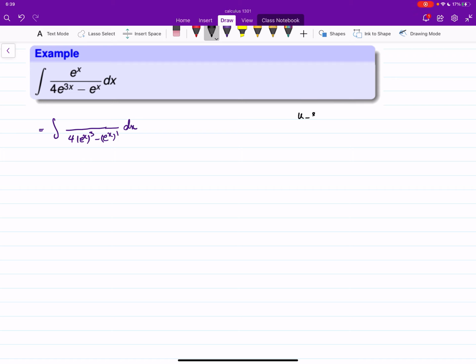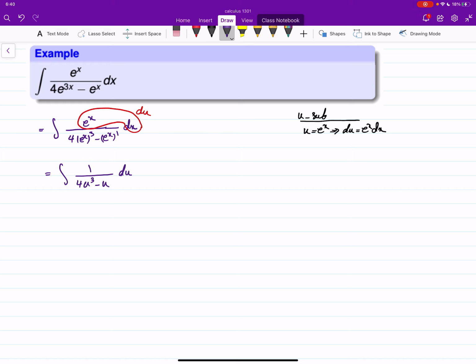So that tells me to use u substitution and set u to be e to the power x, then du is going to be just e to the power x dx. So this here then will give me du, and my integral can be easily turned into 4u cubed minus u du.